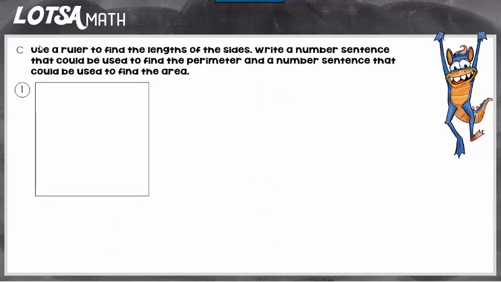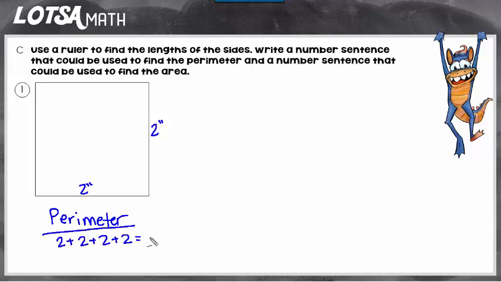When I used my ruler to measure this square, I found that all of the sides were 2 inches. So the length and the width were 2 inches. So I can find perimeter in some of the same ways. I could do 2 plus 2 plus 2 plus 2 equals perimeter. I could do 2 sides that are 2 plus 2 more sides that are 2 equals perimeter.